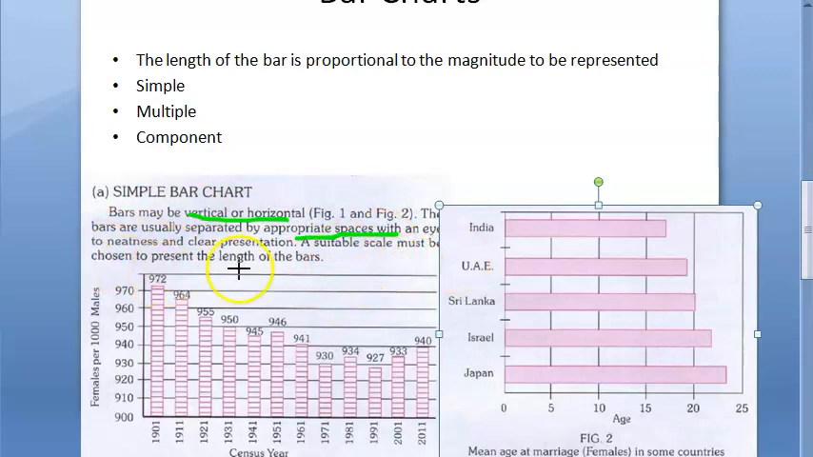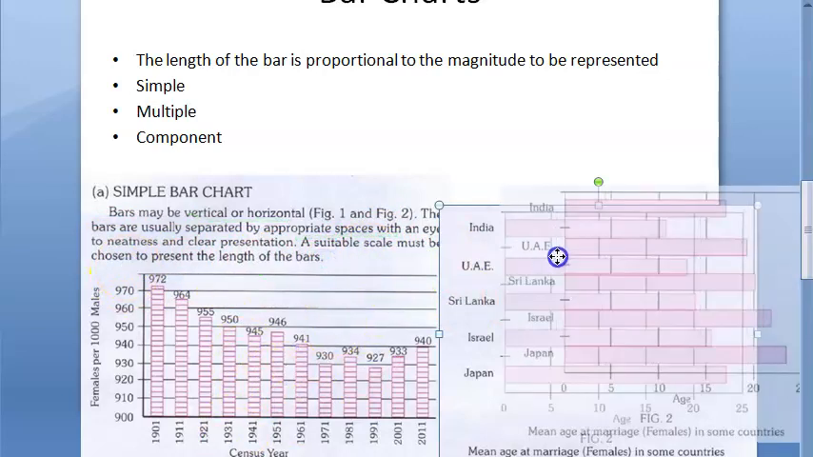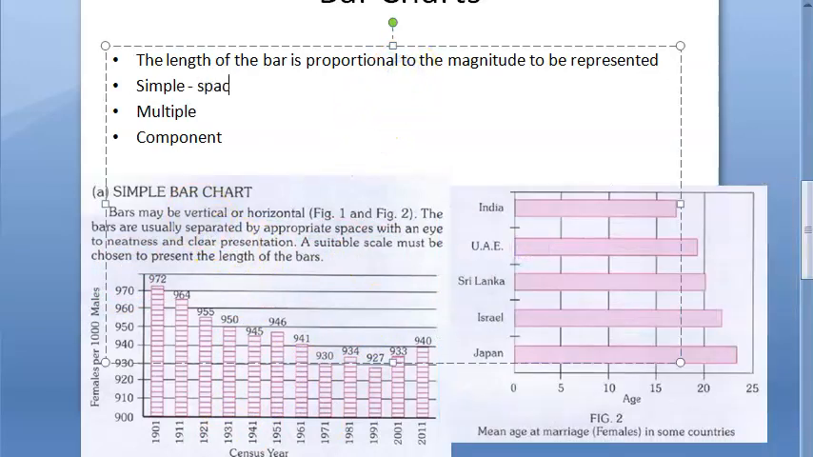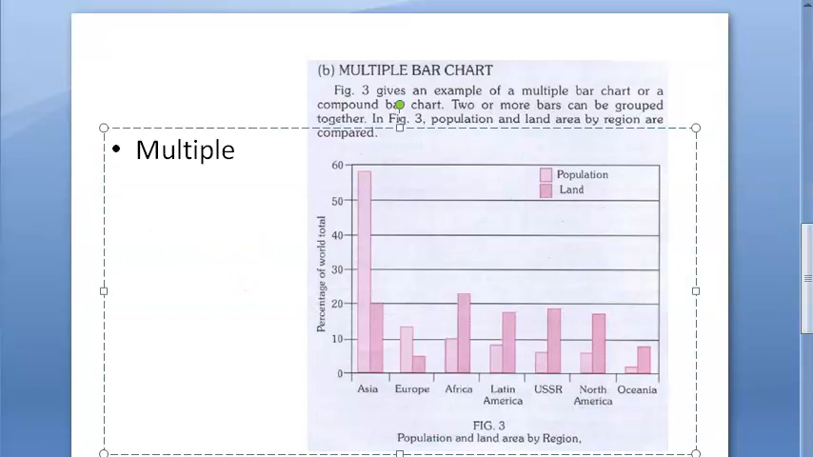With an eye to neatness and clear presentation, a suitable scale must be chosen to present the length of the bars. But remember, there are spaces in a simple bar chart. It can be horizontal or vertical bars, and there will be spaces. Okay. Moving on to multiple.